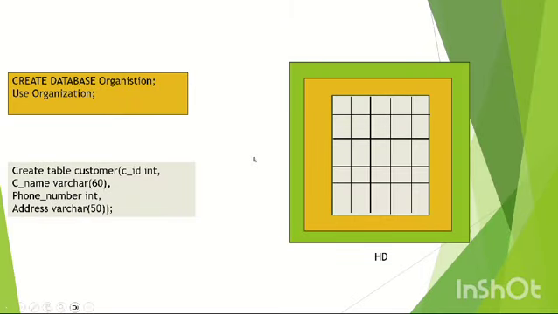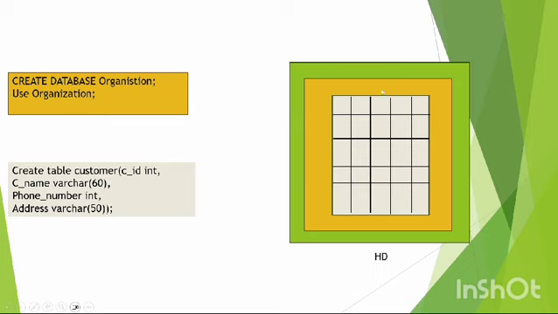The green box represents the hard disk. In our hard disk, we need to create the database. So, to create the database, we need to write a command called create database organization. When you write this command and execute it, a database will be created inside our hard disk. There may be several databases, so we need the organization database. To use the particular database, we use the command called use organization.